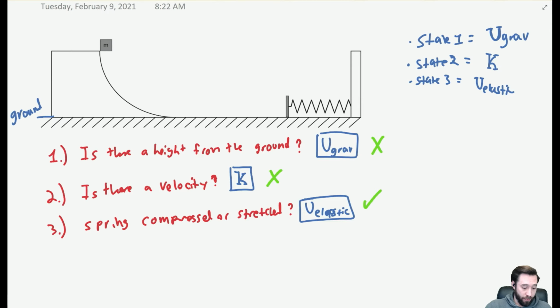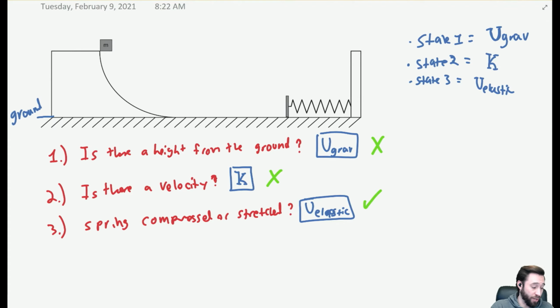Now, remember when we first started talking about energy, I said that energy can't be created nor destroyed. Energy is conserved. So the total amount of energy in this whole scenario remains constant. There's no friction. There's no air resistance. So nothing is lost to the environment. All the energy is conserved.